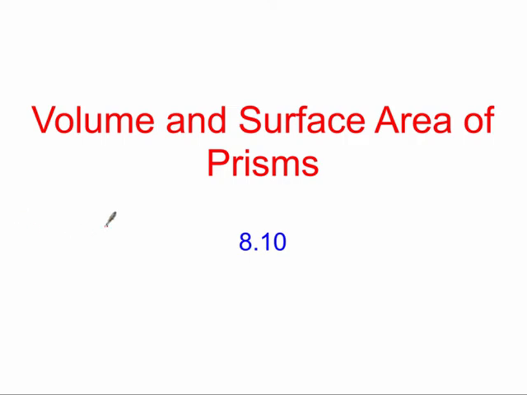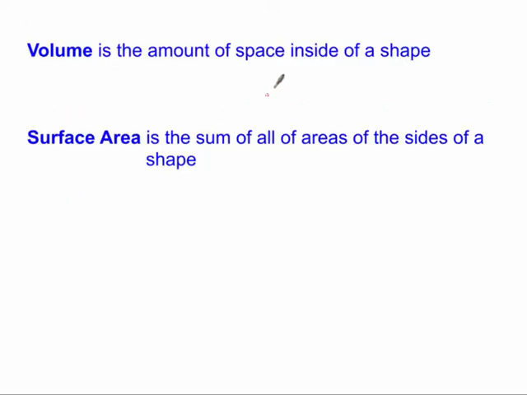For this video, we are going to be discussing volume and surface area of prisms. Volume is just the amount of space inside of a solid shape, and surface area is the sum of all the areas of the sides of a shape.